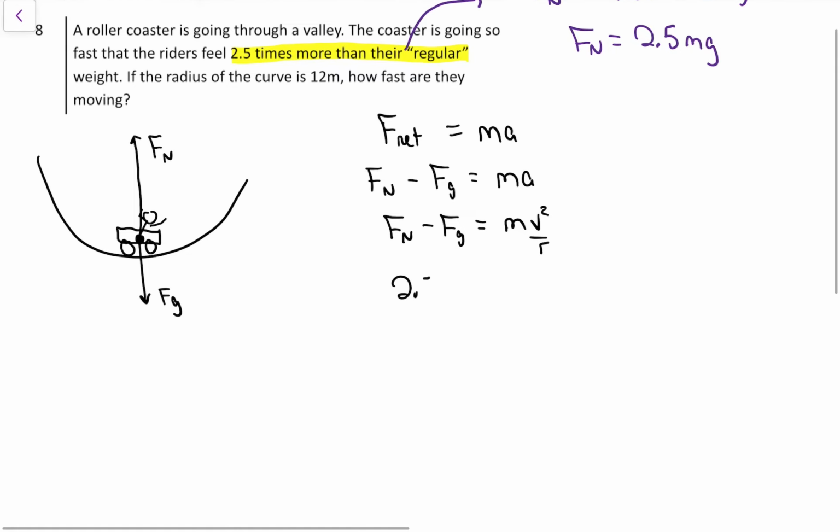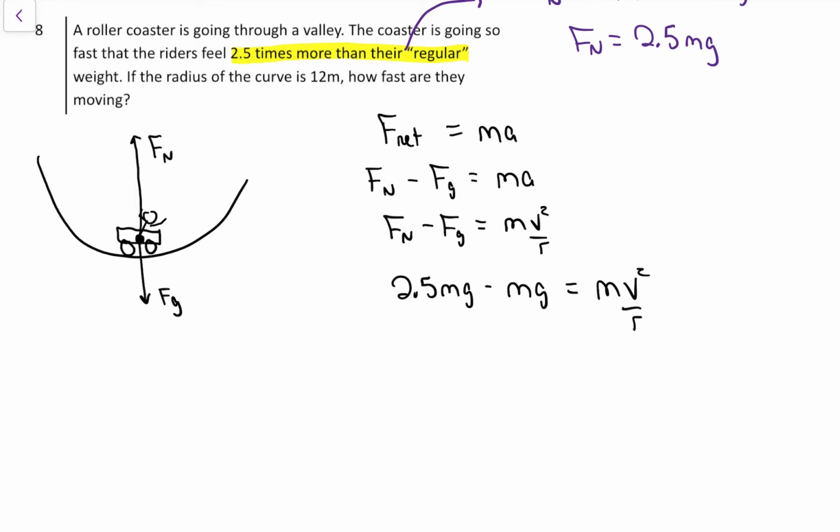Subbing that into our F net equation, 2.5 mg minus 1 mg is what's equal to m v squared over r. Often when people do this question, they look at it and they say, oh, 2.5 times the normal weight, so they just say 2.5 mg equals mv squared over r. But we have to take into account gravity. They feel 2.5 times the regular weight. We still have to take away the 1 mg when we set up F net. So it's actually, in this case, going to turn out to be 1.5 mg equals mv squared over r.